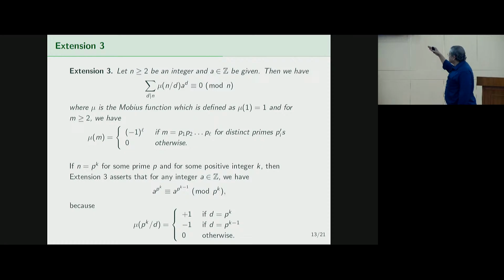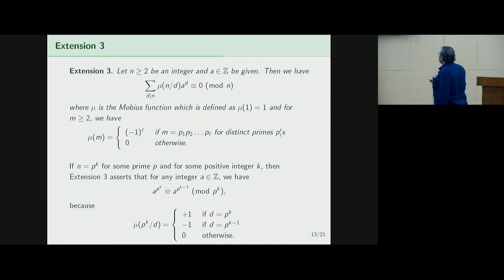So this is the way to extend it for all integers a. Why? Because you just calculate the divisors of p to the power k: only twice you will get square free, otherwise everything is going to be square full, therefore it will be 0. So only 2 terms survive, the rest are all 0. So you will get this.